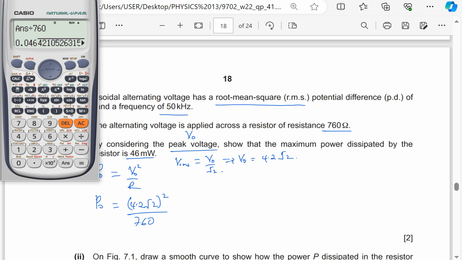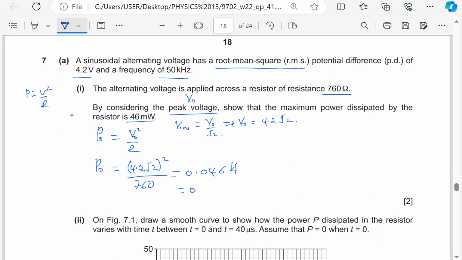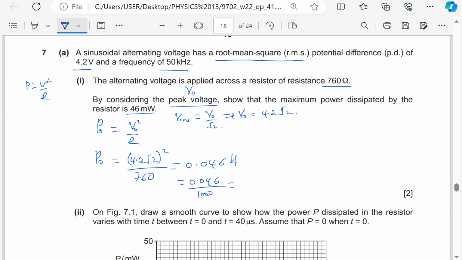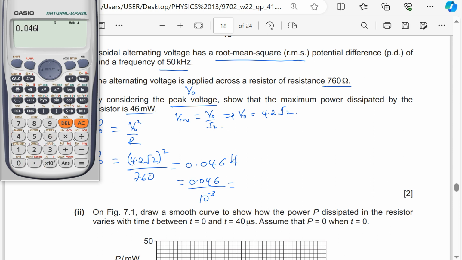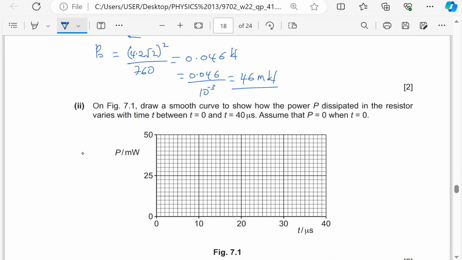So this is 0.046 watts. I think when I divide this by 1,000 for milli... let me see. No, it is actually not that. To bring in milli, I divide by the value for milli, which is 10 to the power of minus 3. Okay, so this was wrong. 0.046 divided by 10 to the power of minus 3. I think that is 46 milliwatts.